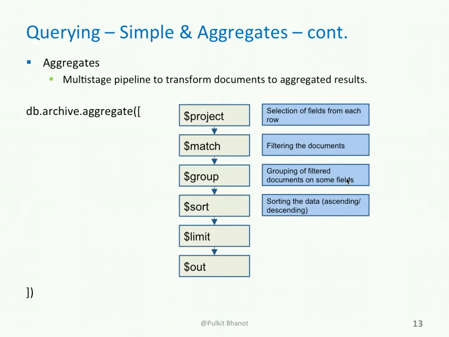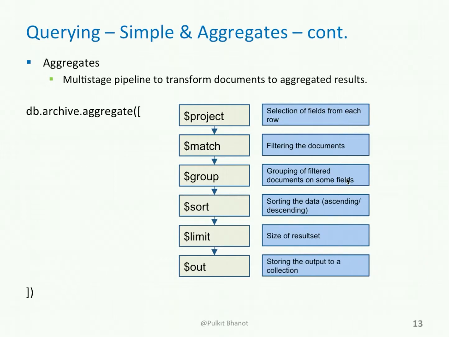The sort stage is basically to sort the resulting data. We can say give me the top 5, in which case we will sort in descending fashion. We can say the least, in that case we'll sort in ascending fashion. Limit is basically used to reduce the size of the result set, and then the out stage is basically if we want to store the output of this aggregation into a collection.